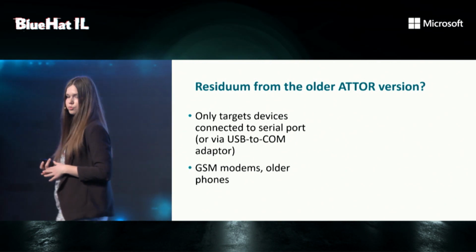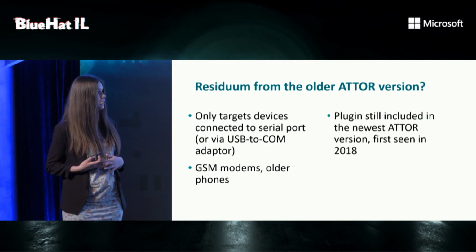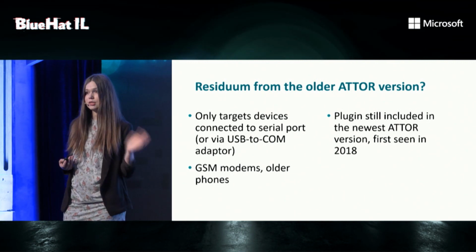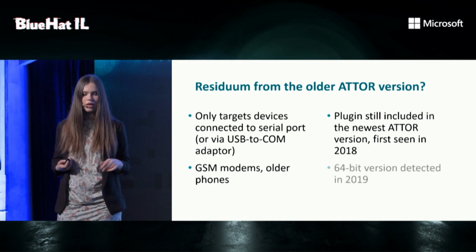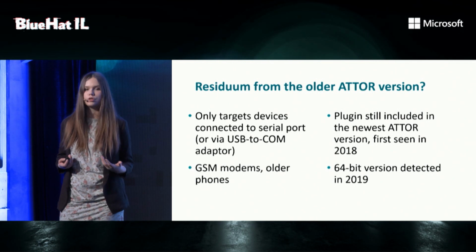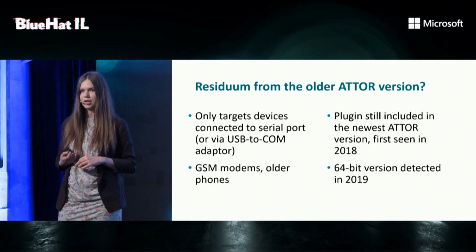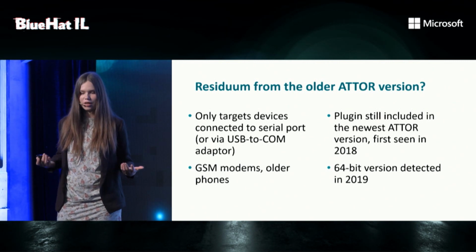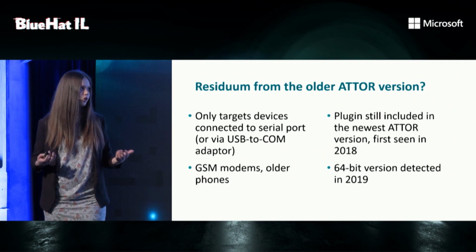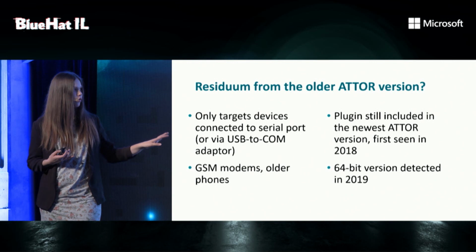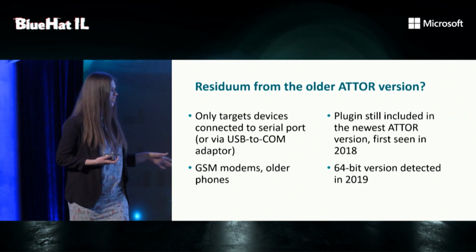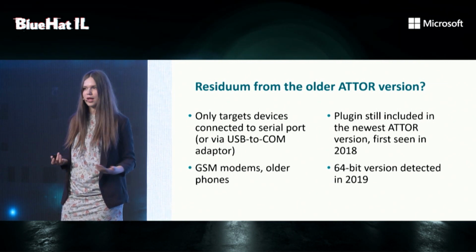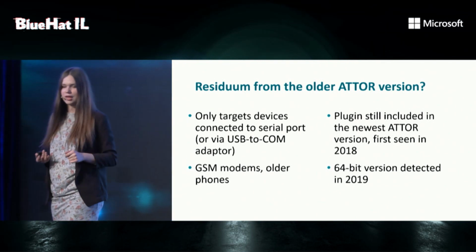But this also turned out not to be right because we've seen the plugin used for the first time in the new upgraded version that was released in 2018, so never before. But more importantly, in 2019, we have seen a new upgraded version of this plugin recompiled to 64-bit architecture. So if it was really just a residuum, not used anymore, why would the attackers bother recompiling the plugin for a 64-bit architecture? So we don't really think this is the case. We think that the developers behind ATTOR do know what they're using the plugin for, and they do know why they're keeping it up to date.